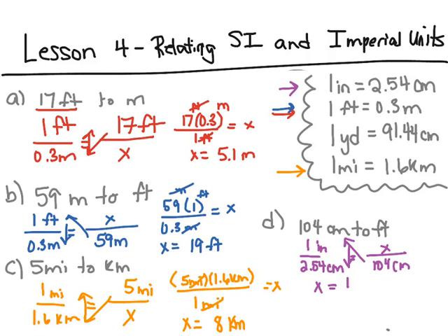So we have x is equal to 104 times 1 divided by 2.54, and you get 41.6 inches. We want to find how many feet that is. So we know that there are 12 inches in a foot. So we take 41.6 and divide it by 12, and we get 3.5 feet. So that had multiple conversions.